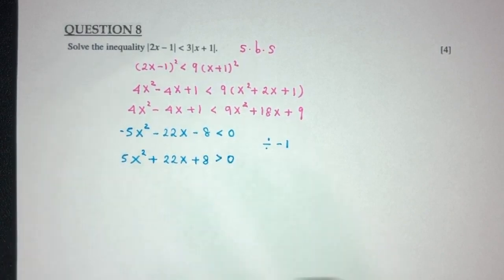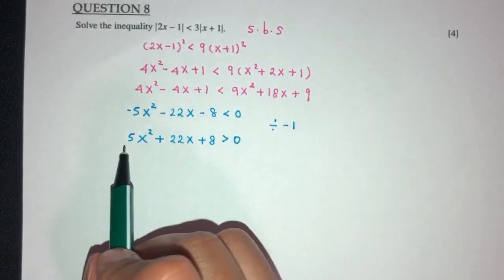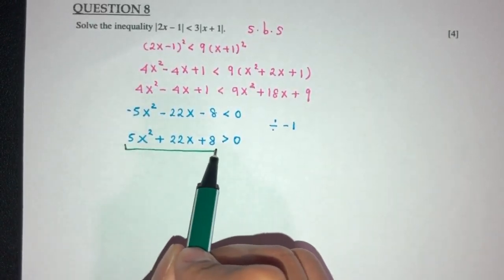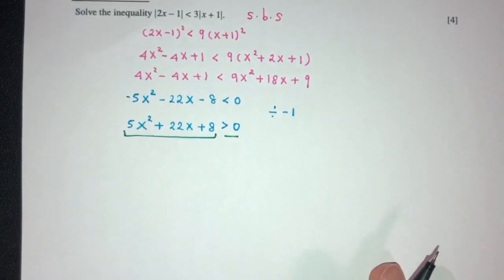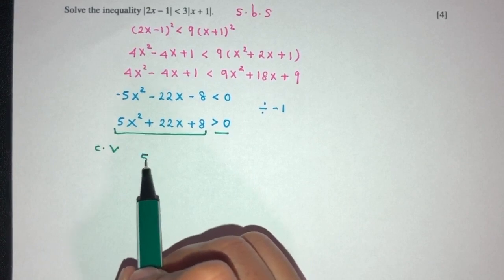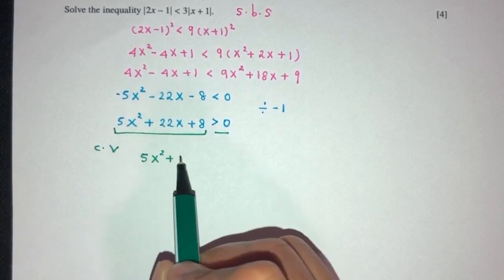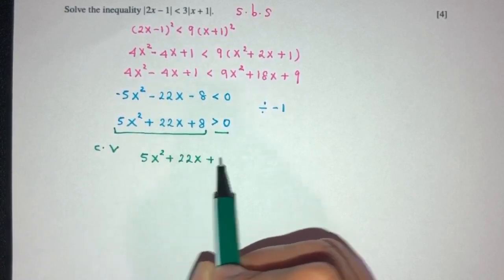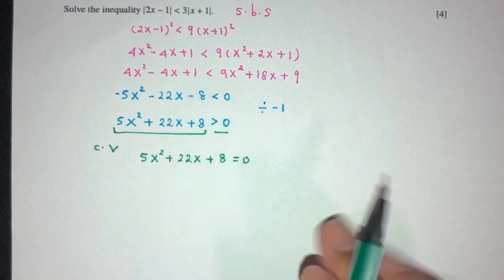Now you may ask, why did I do this? It is because obviously it's easier to work with something positive. So now you have again a quadratic equation and this inequality. So how do we solve this? We find the critical values of your equation. So take the same equation, same thing, and then equate that to 0.